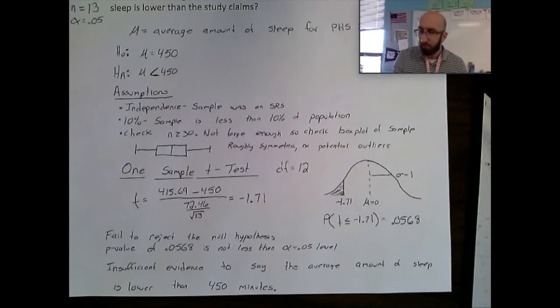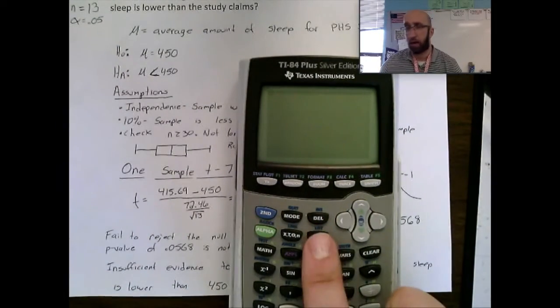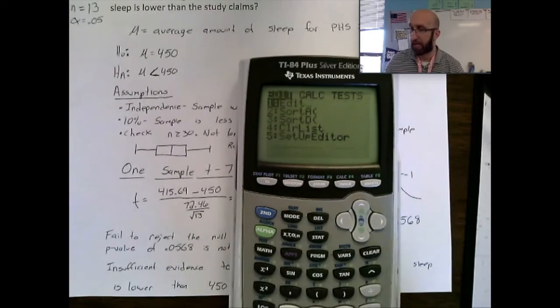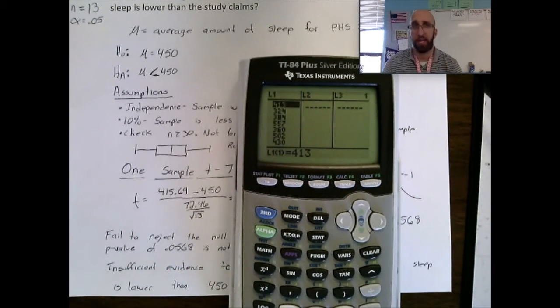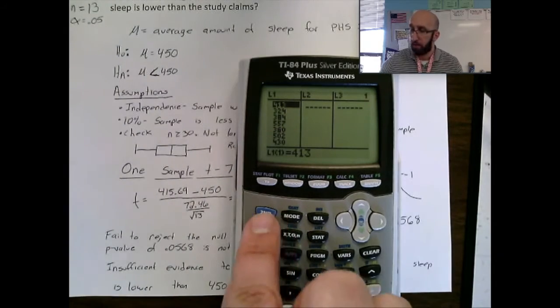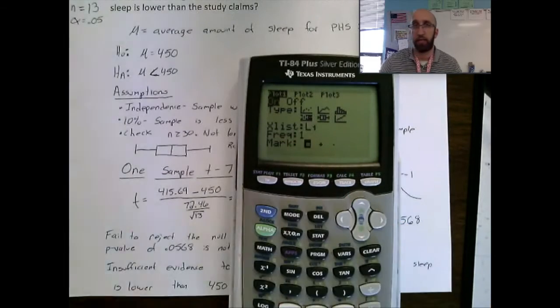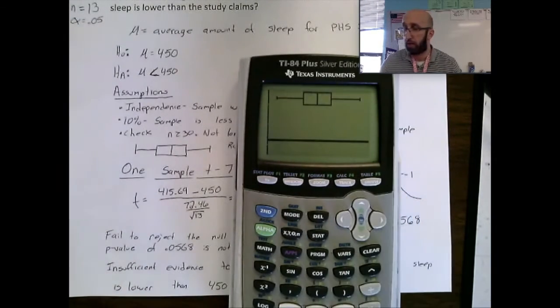In order to do this, I used my calculator to assist me. I went to stat and then edit, and I entered all of my raw data from the problem up above. I typed in all of those numbers of minutes of sleep, the 413, the 480, the 324, etc. Next, I did a second stat plot. I turned on my stat plot and asked it to show me the box and whisker plot that shows potential outliers. And that is what my box and whisker plot looked like for my sample.